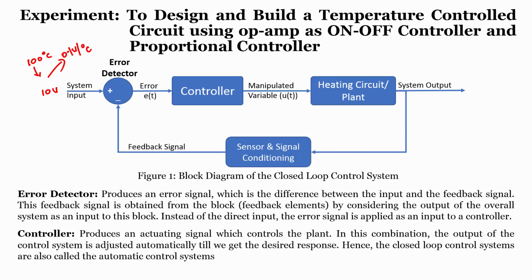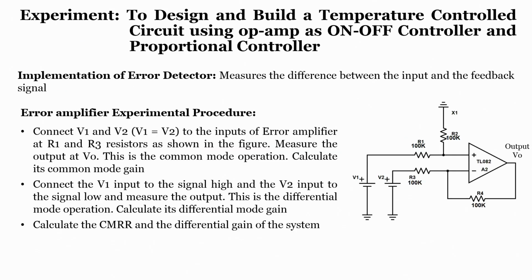So, we will start with the simple error detector, which is nothing but a differential amplifier. When we see this, it is a differential amplifier circuit. One input will be connected to the R1 R2 resistor pair, and the other input is connected to the negative terminal, which is the input of R3.